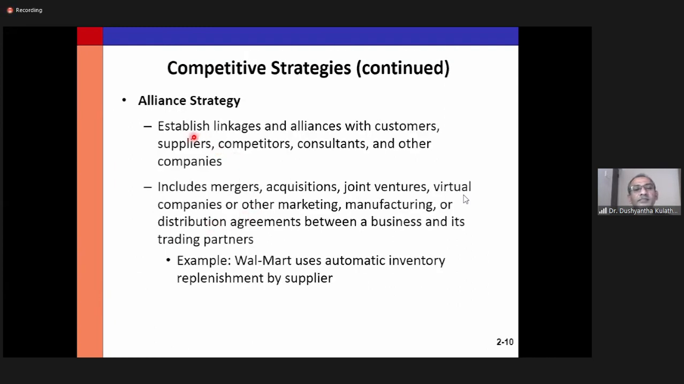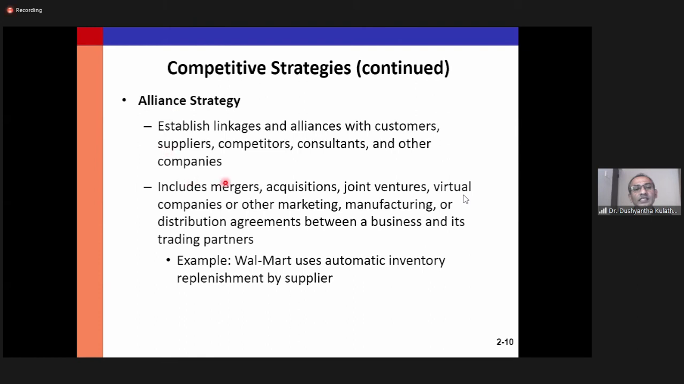Alliance strategy. Establish linkages and alliances with customers, suppliers, competitors, consultants, and other companies. You are going to link with others. You are going to form alliances with others. Those others can include customers, suppliers, competitors, consultants, and other companies.